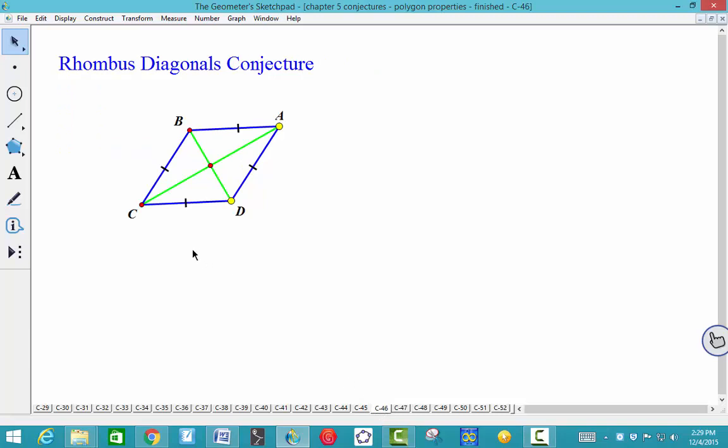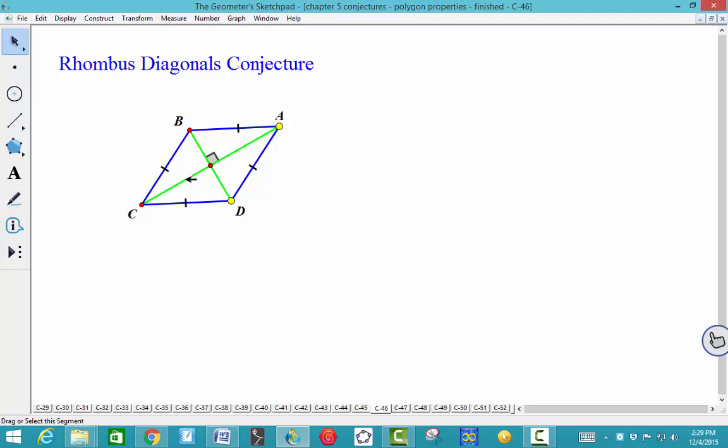Conjecture number 46 is the rhombus diagonals conjecture. It states the diagonals of a rhombus are perpendicular and bisect each other. So we've got to show a couple things here. The first is we want to show that they intersect at 90 degrees. So if I show this marker tool here, I can click on the intersection of the diagonals and drag into the angle and show that those are indeed perpendicular.